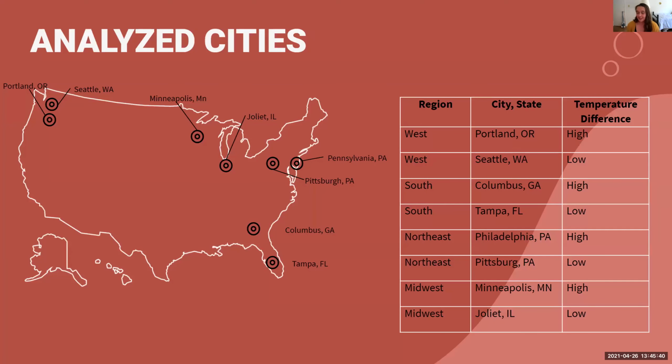So these are all the cities I looked at. You can see on the left, there's the region. In the middle, there's the city and the state, and the temperature difference it has. So Portland, Oregon has a high temperature difference, and then Seattle has a low temperature difference within the region. But as I mentioned before, West and South have the highest temperature difference on average compared to the other 2. And Midwest has the least compared to the other 3.